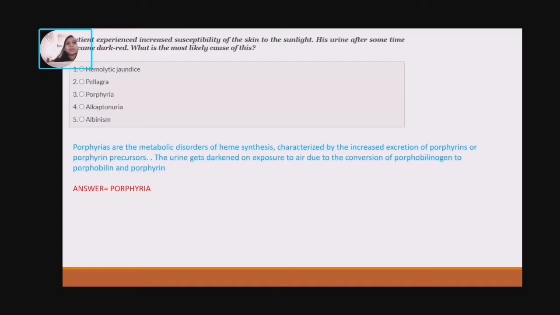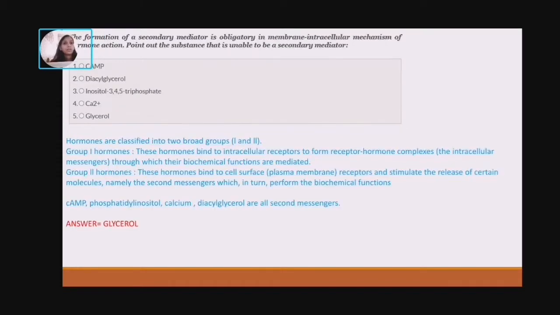These are the common symptoms, and I think we have discussed porphyrias more clearly in the first part, where we already discussed erythropoietic porphyria, congenital porphyria, and all the different varieties. Okay, moving on. The formation of a secondary mediator is obligatory in the membrane intracellular mechanism of hormone action. Point out the substance that is unable to be a secondary mediator. Here we are talking about secondary mediators, and we have to find out from the options which is not a secondary mediator.